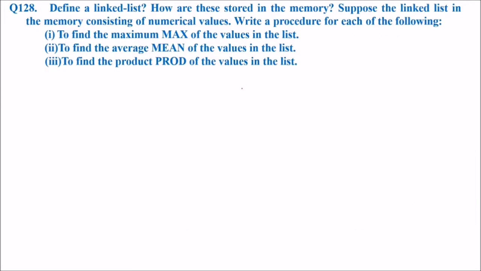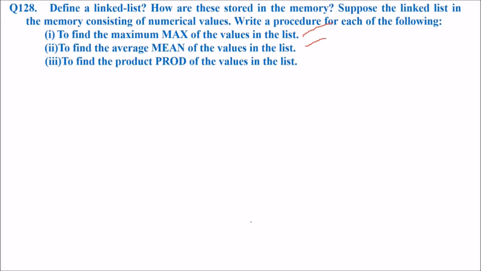Define a linked list and explain how it is stored in memory. Suppose the linked list in memory consists of numerical values. Write a procedure for each of the following: to find the maximum of the values in the list, to find the average (mean) of the values in the list, and to find the product of the values in the list. So first you have to define the linked list and how it is stored in memory, and we suppose that the linked list consists of numerical values.